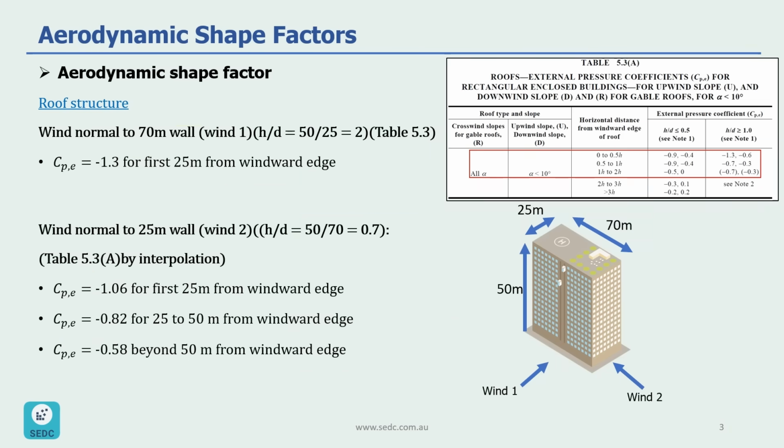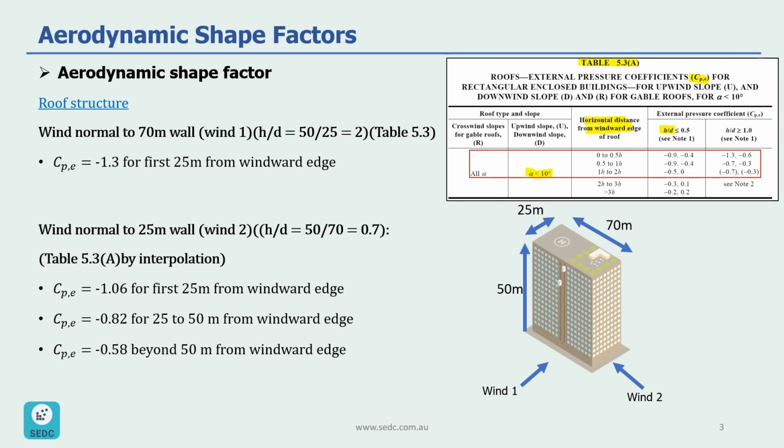For the roof structure, we need to look at table 5.3a. There are two more tables in AS 1170.2 which are related to upwind and downwind slopes and also for alpha larger than 10 degrees. As you can see in here, CPE depends on H over D and horizontal distance from windward edge of the roof. So again, let's look at two directions of wind and define our CPEs.